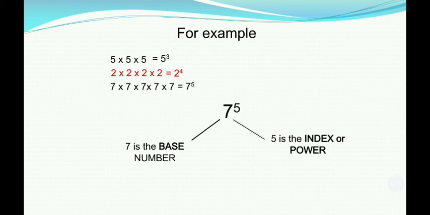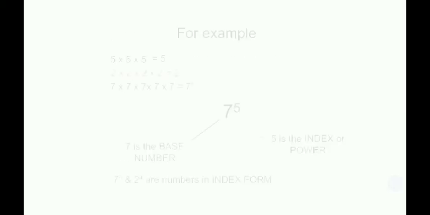Coming to the next example, 2 into 2 into 2 into 2. We can write it as 2 to the power of 4. And 7 into 7 into 7 into 7 into 7 is multiplied 5 times. So in the index form we can write it as 7 to the power of 5. So here in 7 to the power of 5, 7 is the base number and 5 is the index or power. And 5 to the power of 3, 2 to the power of 4, 7 to the power of 5, all these numbers are in the index form.